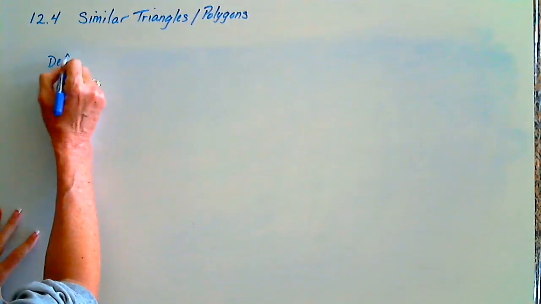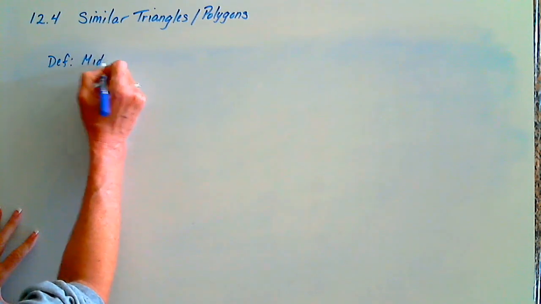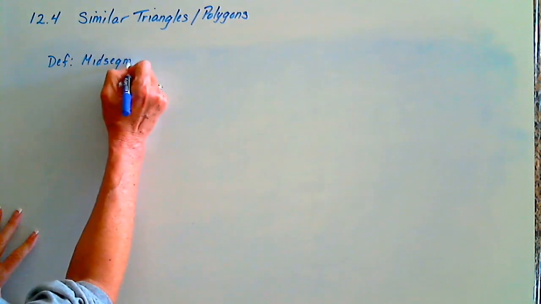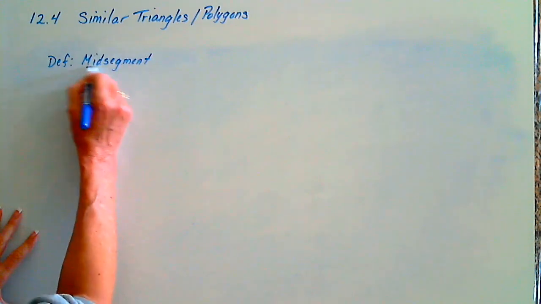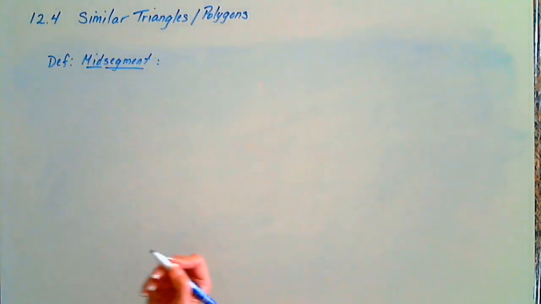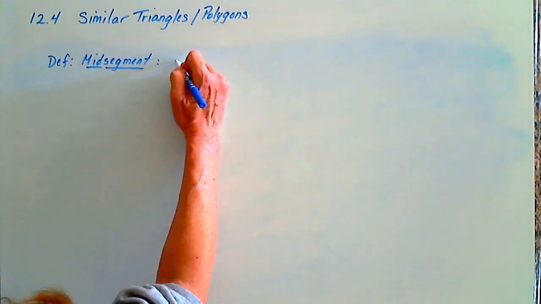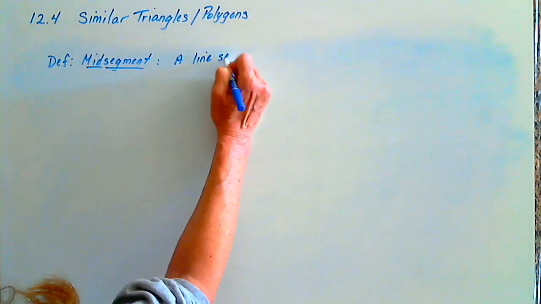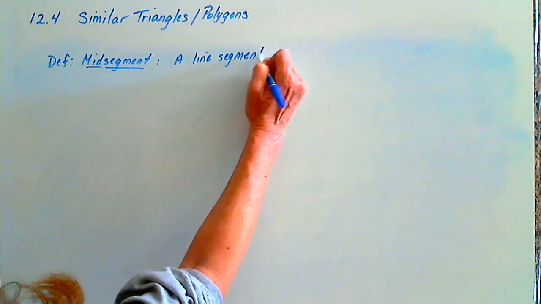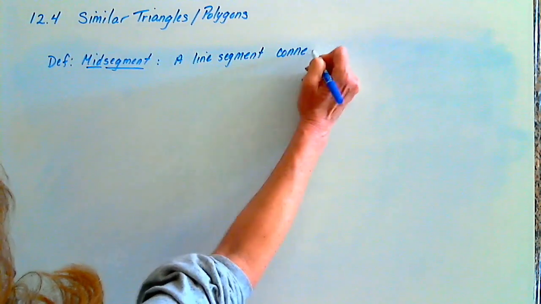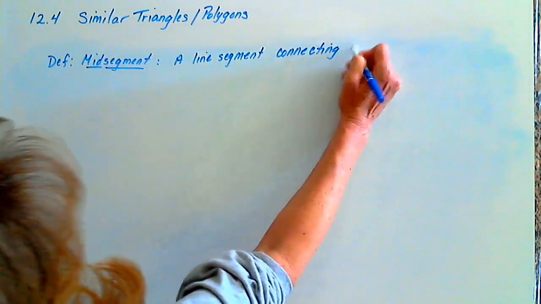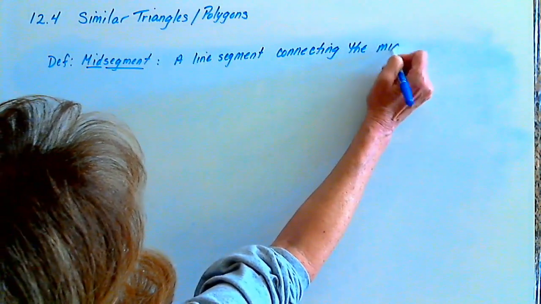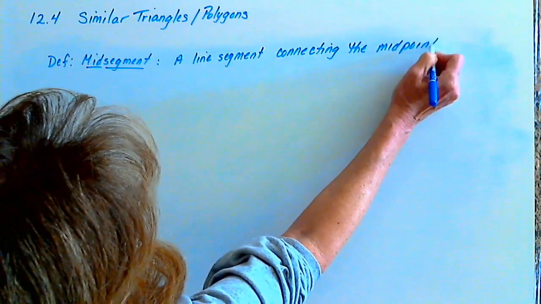The definition of a mid-segment. Well, the word kind of tells you that it's the middle of a segment. So it's a line segment connecting the midpoints of any two sides of a triangle. Okay? A line segment connecting the midpoints of any two sides of a triangle.